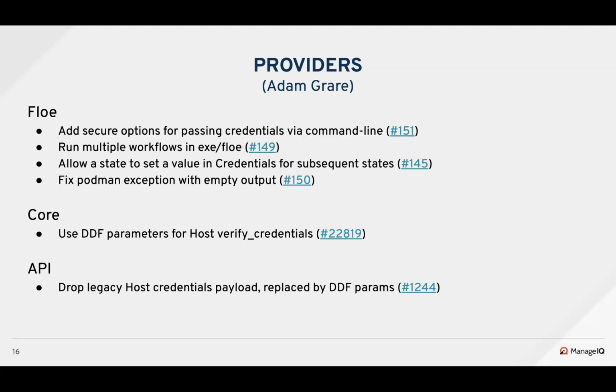And Keenan also fixed a bug with Podman empty output, causing an exception to be raised. For core, we switched the host verify credentials to use only DDF parameter types for payloads. There was the ability to use one or the other, and once we converted the UI form, we were able to drop the old support for the old style of credential payload. And also in the API, we dropped the legacy host credentials payload type as well. So it's more consistent with how the exe management system accepts parameters. So it should be easier for people to use across the board.